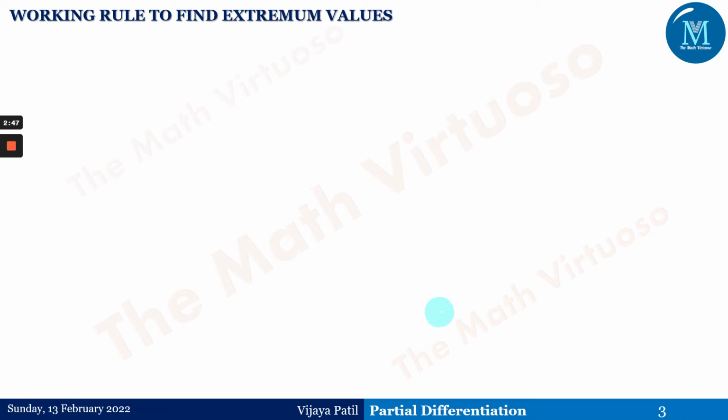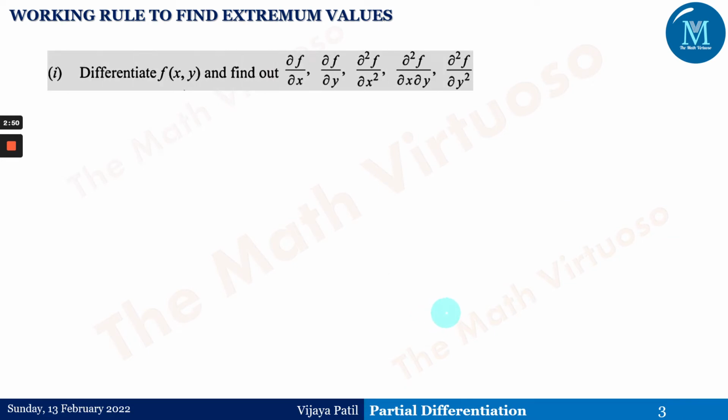Now what is the working rule to find the extreme values? We have taken it as bullets. Differentiate the function f of x comma y and find dou f upon dou x, dou f upon dou y, dou square f upon dou x square, dou square f upon dou x dou y, and dou square f upon dou y square. So these are five different differentiations we have to find. Why are we using dou? Because the function f is a function of x as well as y, so there are two variables, and the differentiation of f with respect to x or y goes as a partial.